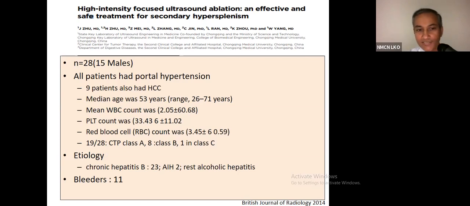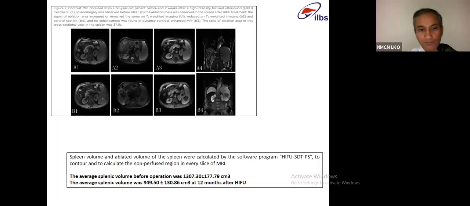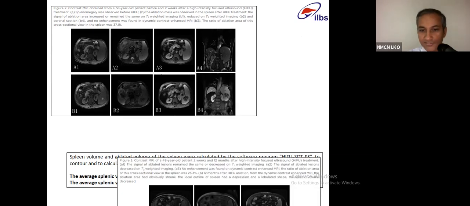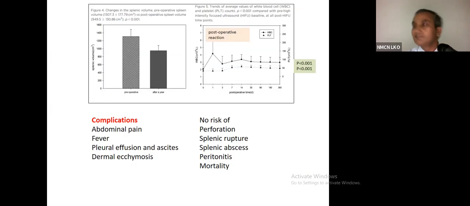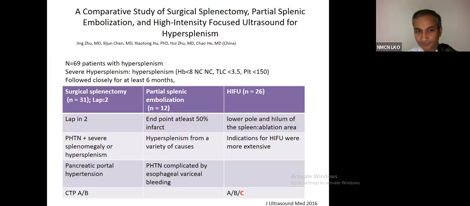So this is the data in 28 patients, again a mixed bag of cirrhotics and non-cirrhotics, and some of them were bleeders. This particular study showed that there was significant reduction in the spleen size from around 1300 centimeter cube to around 950 centimeter cube. So there are the pictures. But this again is not free of complications. So there are abdominal pain, fever, effusion, and also skin reactions, the dermal ecchymosis, but there was no risk of splenic rupture, abscess, or peritonitis.